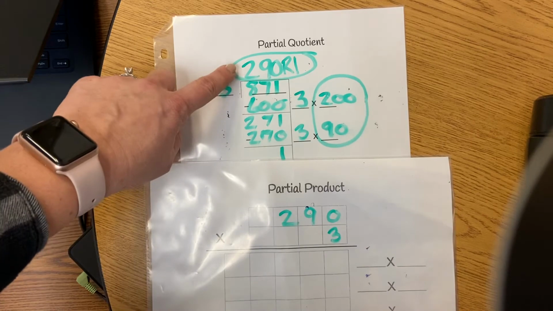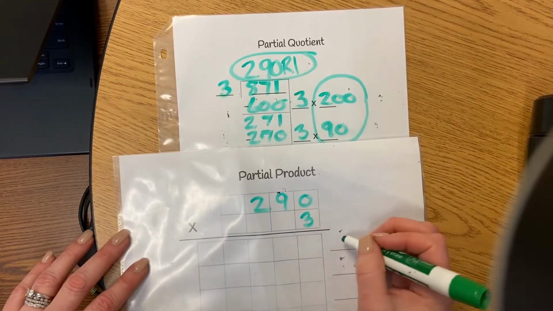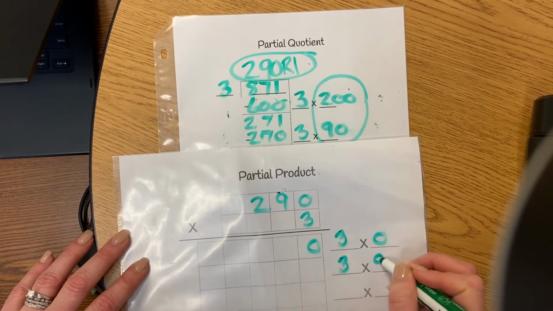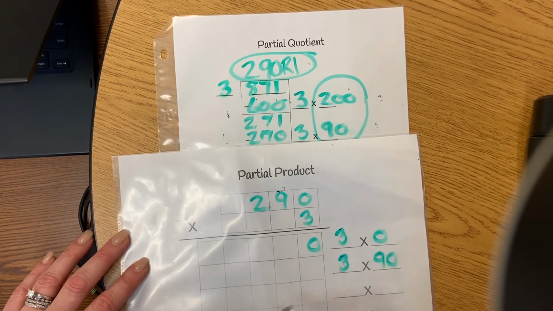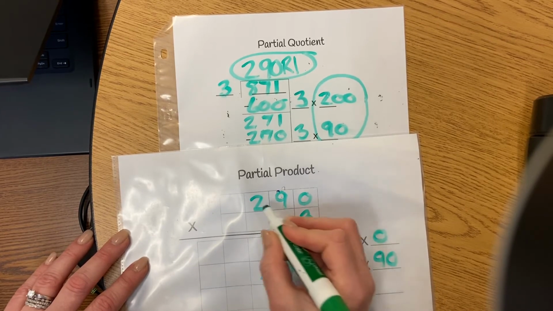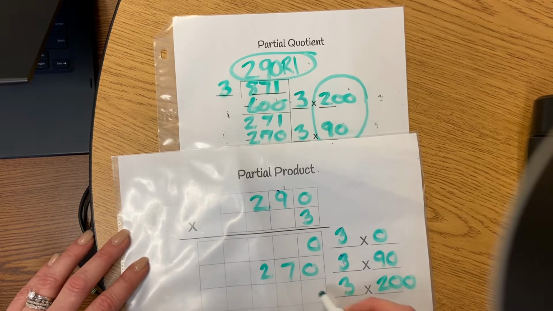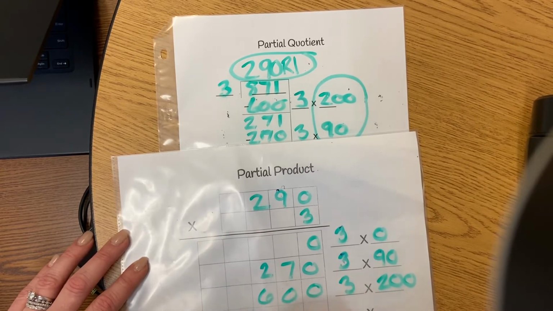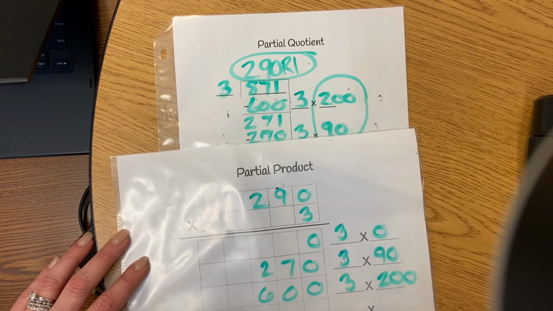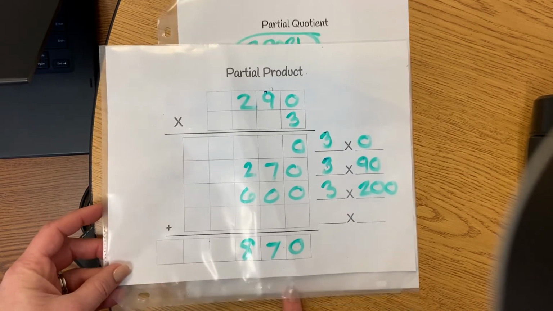Okay, so my quotient or my answer was 290 and my divisor was 3. So I am going to solve this. 3 then to the tens place, 3 times 90, which is 270. Then I have 3 times 200, which is a 6 with 2 shifts, so that would be 600. Okay, I'm going to add up all of those parts. Okay, and I did get 870.